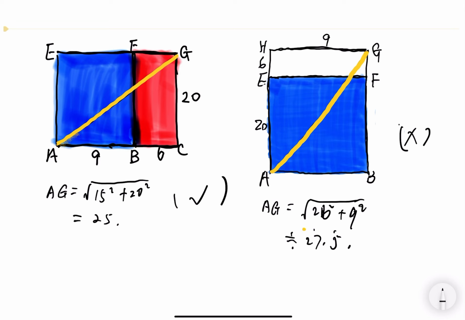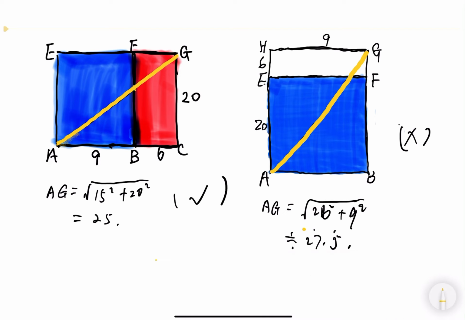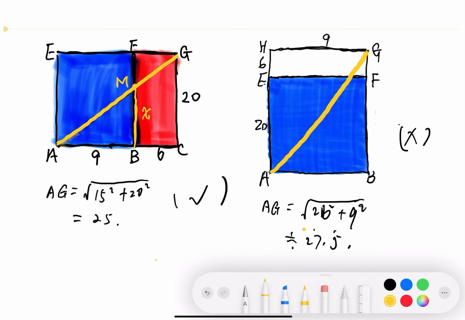Then what is the path? We need to work out where you land on BF. Let's say you land on BF at point M. I just make a point M. So we need to find what BM is. Let BM equal X. We can see in these two triangles here, I'm going to make them a little bit thicker, it will be easier to see.